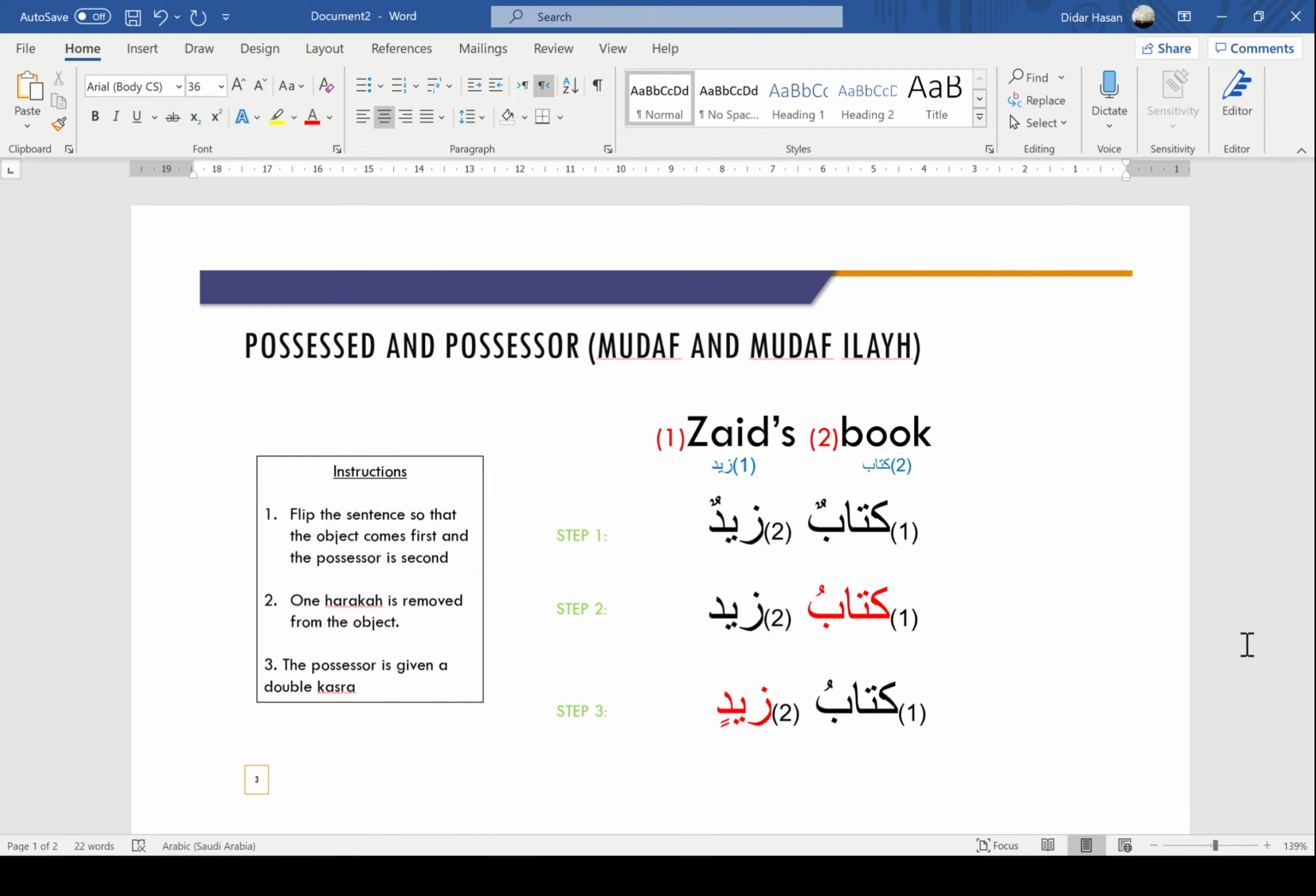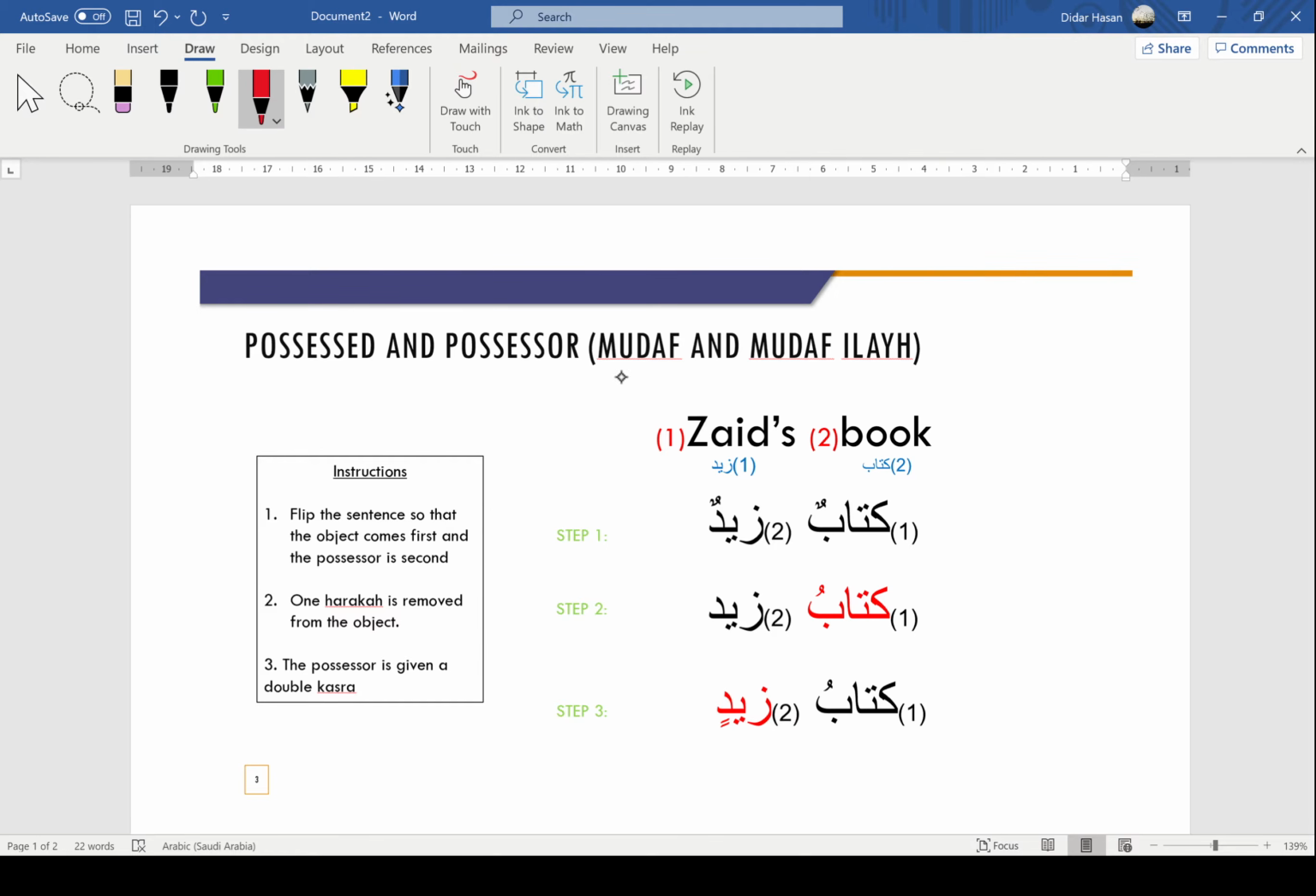Okay, so how do we make a Mudaf ilayh structure? The first thing is, what does the word Mudaf ilayh even mean? Mudaf means possessed, and Mudaf ilayh is, in general simple terms for the time being, what we call the possessor. For example, Zayd's book, or Zayd's hat, or the wall of the house, where the house is the possessor and the wall is the thing that's being possessed. So how do I make these simple sentence structures in Arabic?